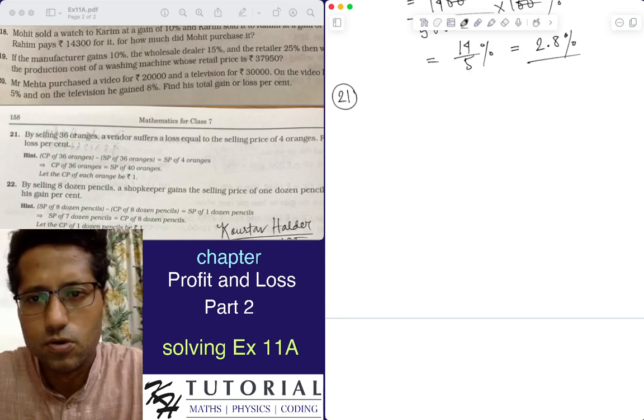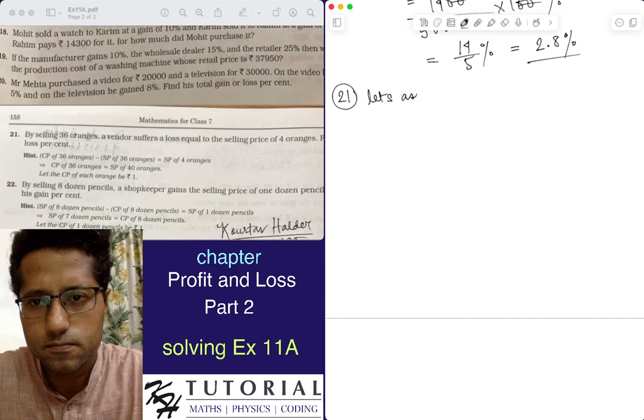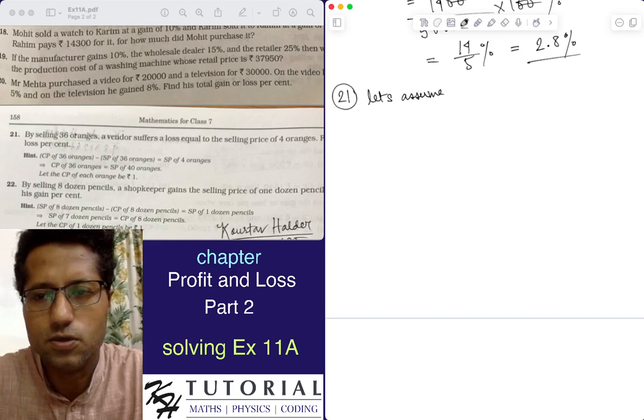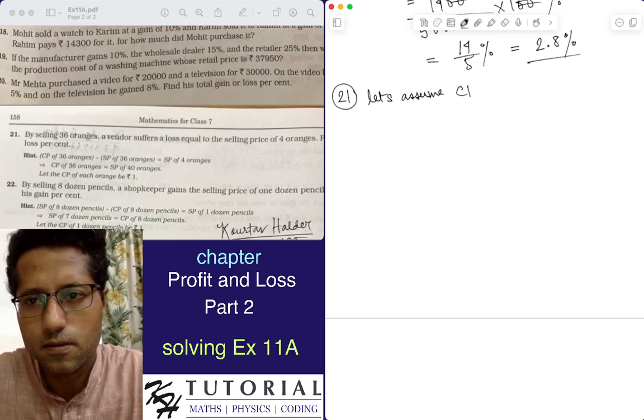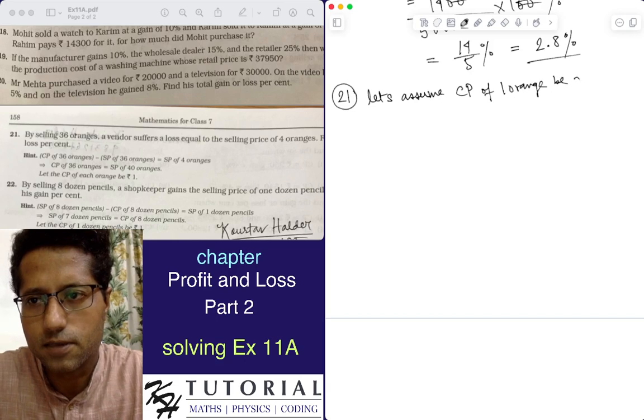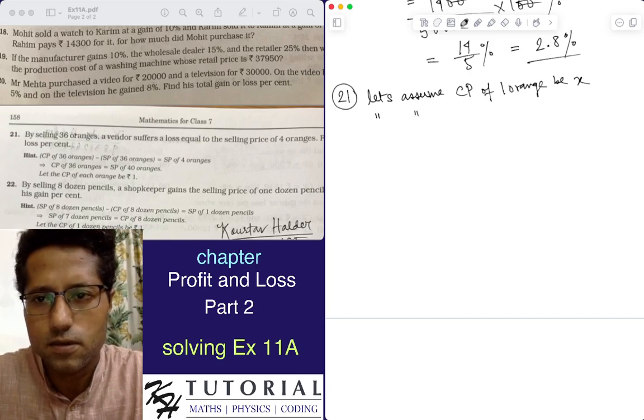Okay, so let's assume the CP of 1 orange be X, and let's assume the selling price of 1 orange be Y.